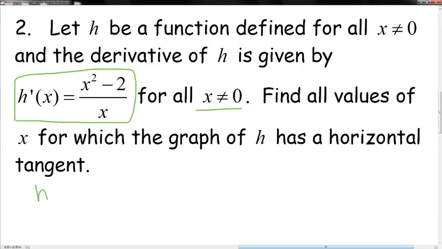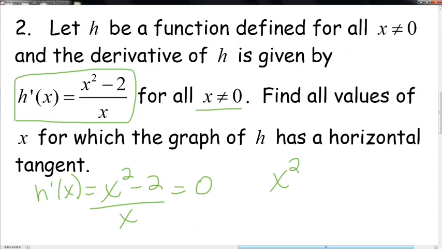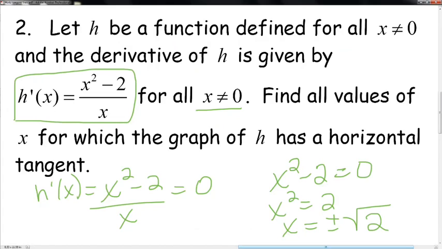So I'm going to set h prime of x, which is x squared minus 2 divided by x, equal to 0. Again, I'm not looking for where my denominator is equal to 0. I don't care about that. I'm looking at the numerator. So I have x squared minus 2 is equal to 0. Well, that means x squared is equal to 2. So x has to be plus or minus the square root of 2. And so those are the x values for which h has a horizontal tangent.